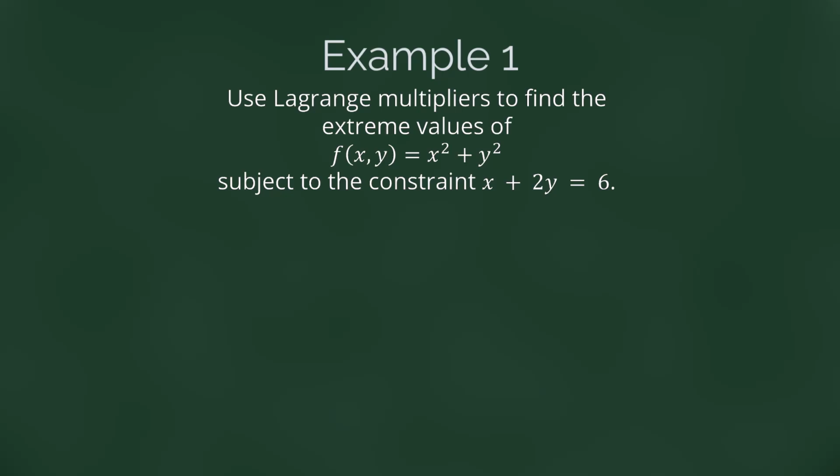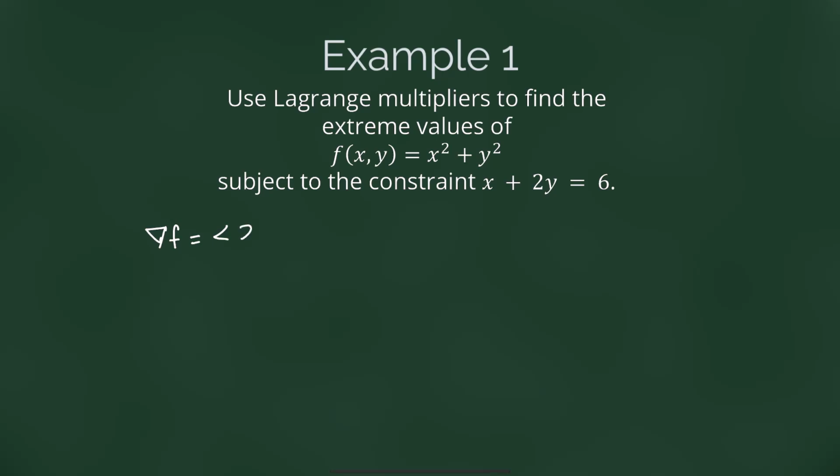All right, so we want to find the extreme values of the curve x squared plus y squared subject to lying on the constraint curve x plus 2y equals 6. So we're going to use Lagrange multipliers to do this. So we need to look at the gradient of our function f.